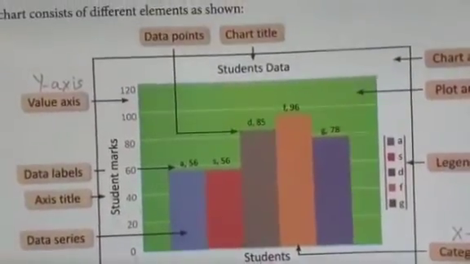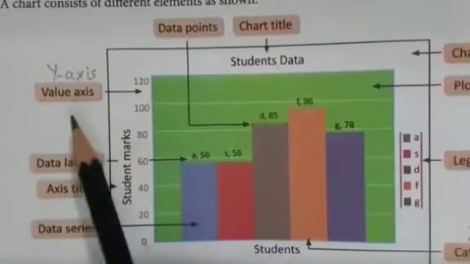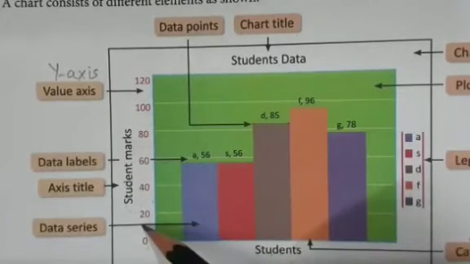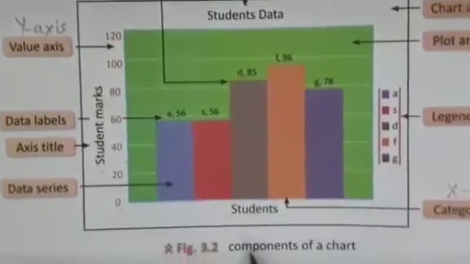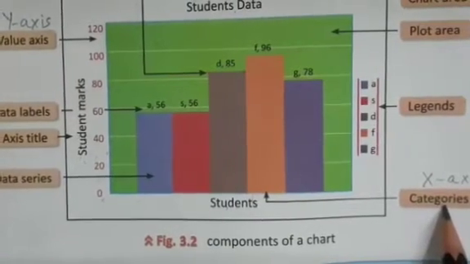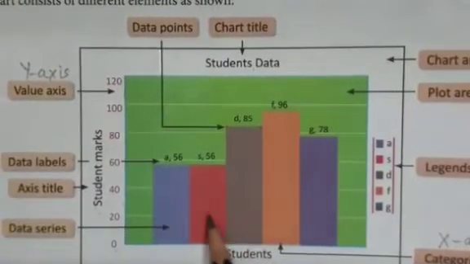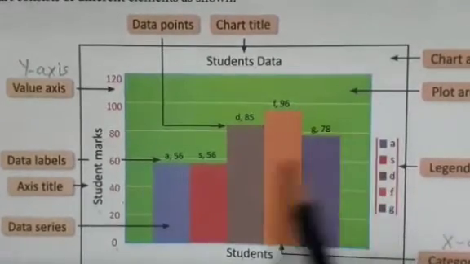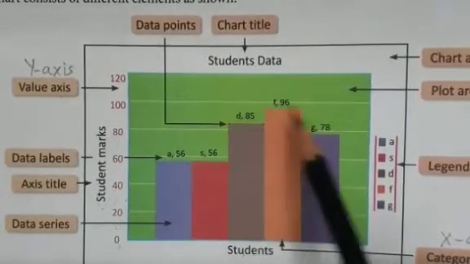The different elements of the chart are: first we will see the value axis. It is the vertical axis of a chart, which is called value axis or y-axis. The horizontal axis of a chart is called the x-axis or the category axis. The data series are the bars or slices that represent the data values in a chart. Data points. Data points are plotted in the chart.